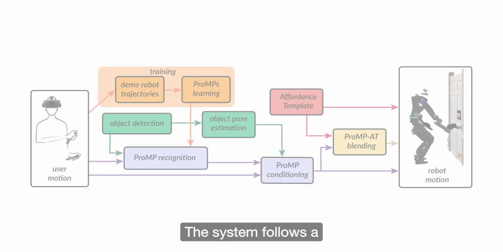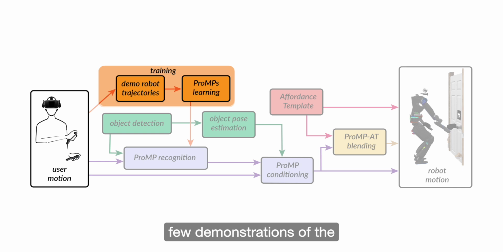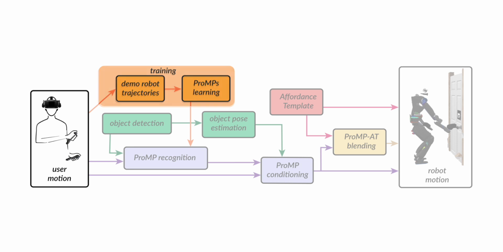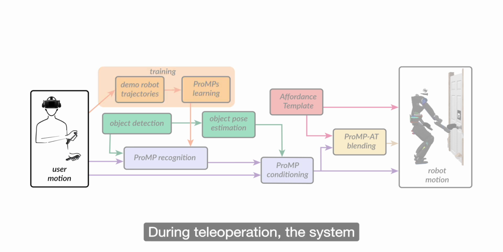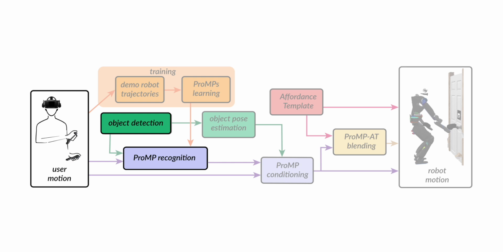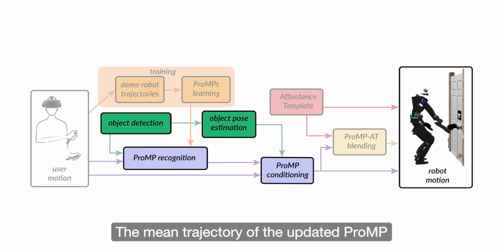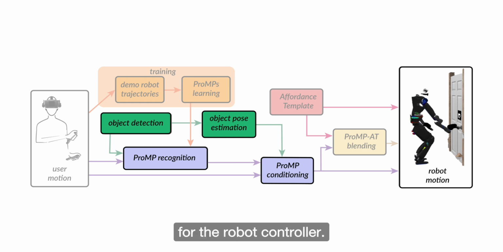The system follows a series of operations. The learning phase involves recording a few demonstrations of the task performed in different ways by a human operator in a simulated environment. Pro-MPs are learned from these demonstrations. During teleoperation, the system recognizes the current task by identifying the corresponding Pro-MP, aided by semantic object information. The system then updates the posterior distribution of the Pro-MPs using the initial user input and the estimated object pose. The mean trajectory of the updated Pro-MP is used as a reference for the robot controller.